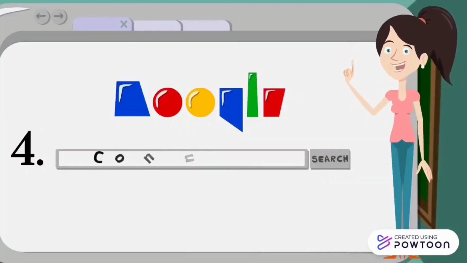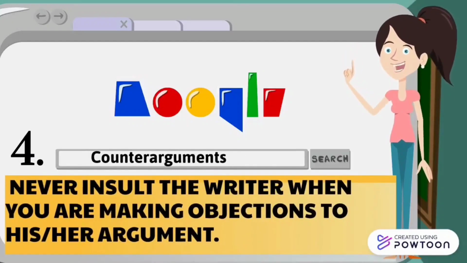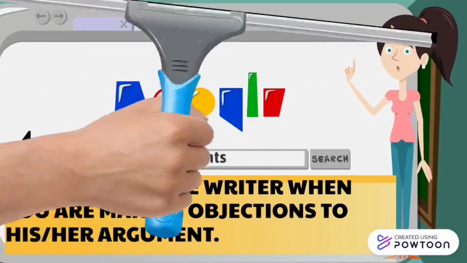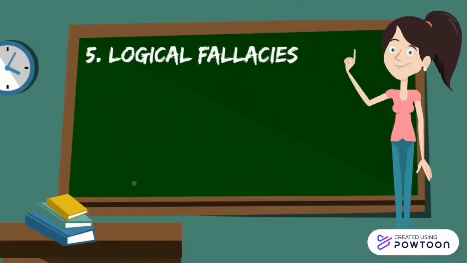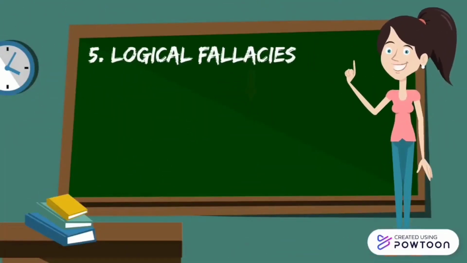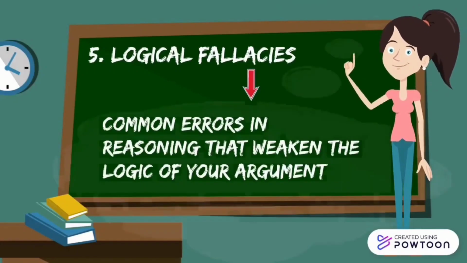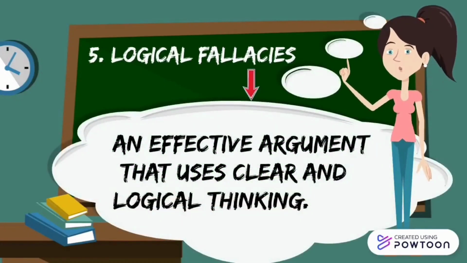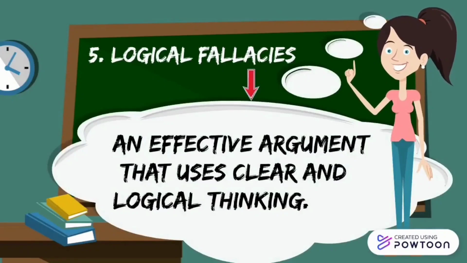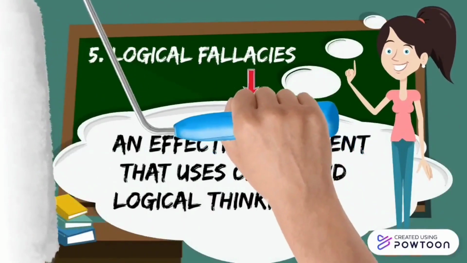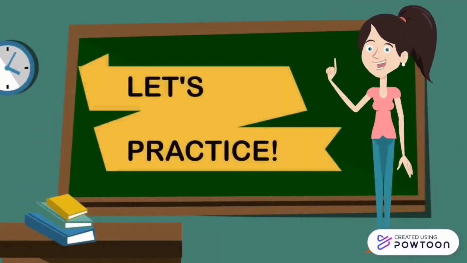Then, the counter-argument. Never insult the writer when you are making objections to his or her own argument. Lastly, logical fallacies. A fallacy is a common error in reasoning that weakens the logic of your argument. However, logical reasoning is an effective argument that uses clear and logical thinking. Let's practice!